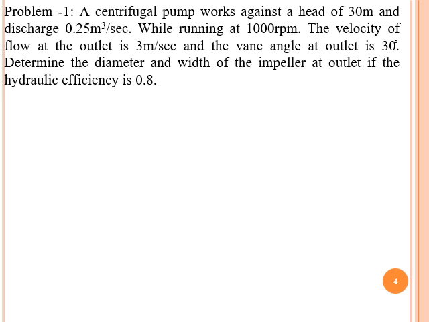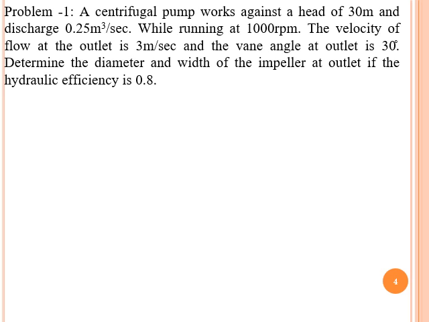A centrifugal pump works against a head of 30 meter and discharge is 0.25 meter cube per second while running at 1000 rpm. The velocity of flow at the outlet is 3 meter per second and the vane angle at outlet is 30 degree. Determine the diameter and width of the impeller at outlet if the hydraulic efficiency is 0.8.